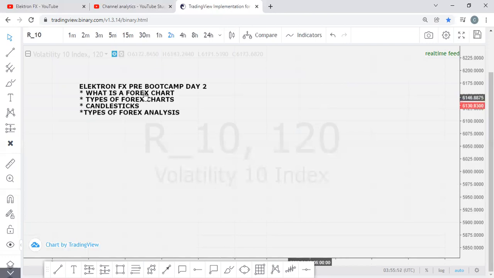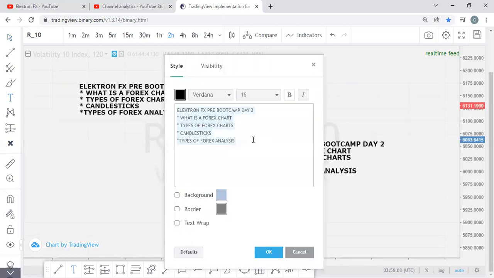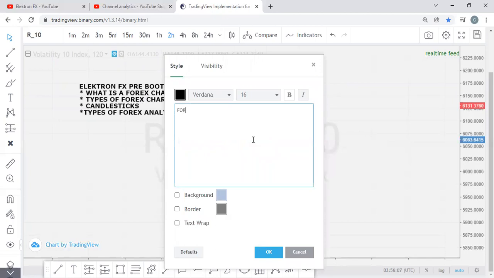So let us go straight into Forex charts. What is a Forex chart? A Forex chart is simply a representation of price over a given period of time. We have our bar charts, as in economics we have bar charts and line charts, all those things. So a Forex chart is simply a representation of price.